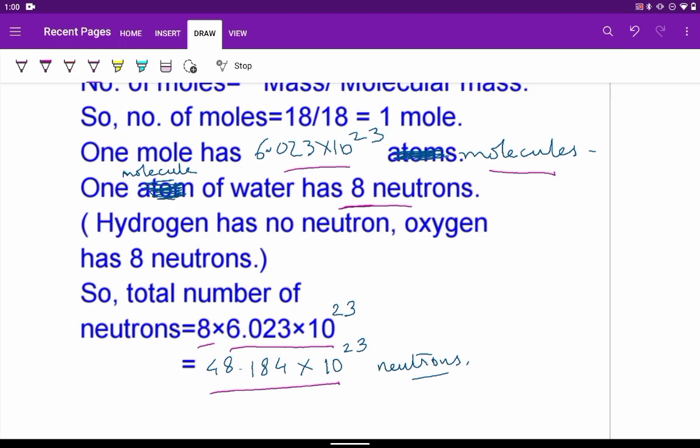So I hope you all understood how you got this magic number 8. In H2O, water, hydrogen, normal hydrogen, has no neutrons. Oxygen has 8 neutrons. So in total, in the molecule there will be 8 neutrons. So we are multiplying this number 6.023 into 10 to the power 23 by 8. We got this number from calculating the number of moles. Since it is 1 mole, it is 6.023 into 10 to the power 23, which we multiply with 8, the number of neutrons in 1 molecule of water. So finally we got 48.184 into 10 to the power 23 neutrons.